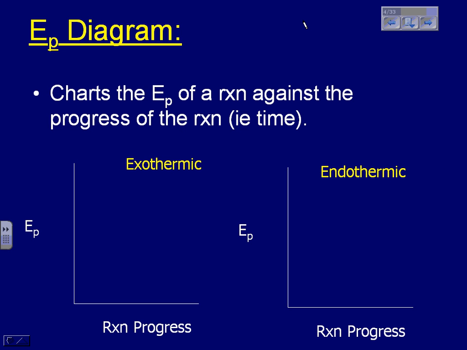Let me just review what it's going to look like for exothermic. Remember, exothermic means that energy is given off. So our reactants start up here with a high potential energy. In the end, the products have a lower potential energy. Now, the difference between the potential energy diagrams we've done in the past and what I'm going to show you now is that we're going to connect these lines with a curve.